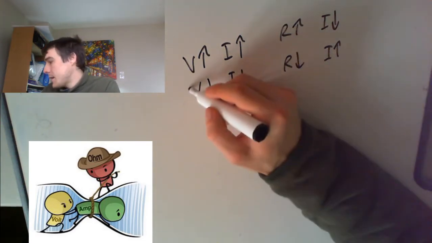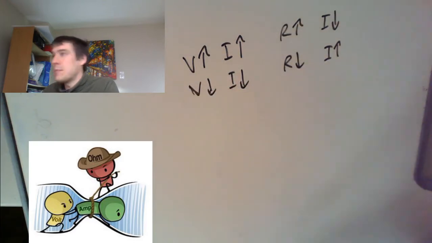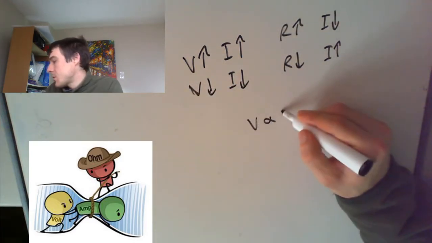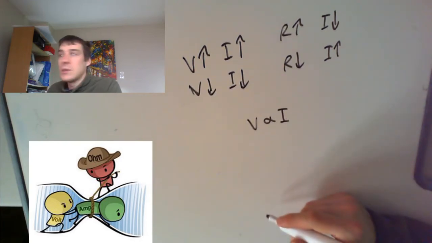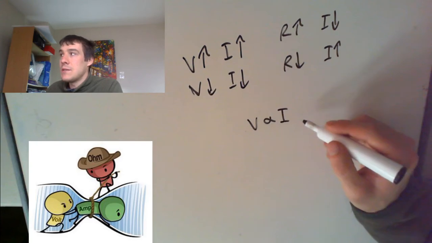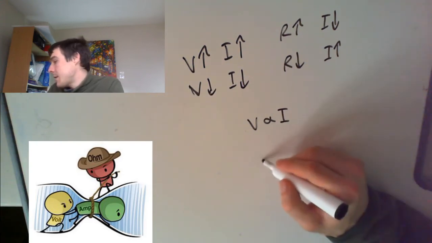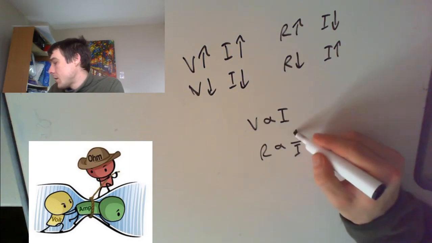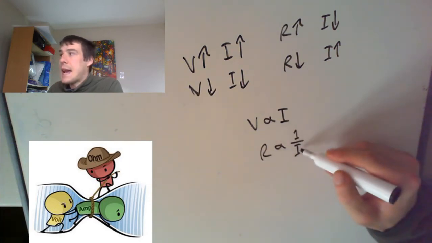And he put this all together. He actually did a proper study of this. He found out that the voltage is proportional to the current in any system, meaning that twice the voltage gives you twice the current. And he found out that the resistance is proportional to 1 over the current. So twice the resistance is half the current.